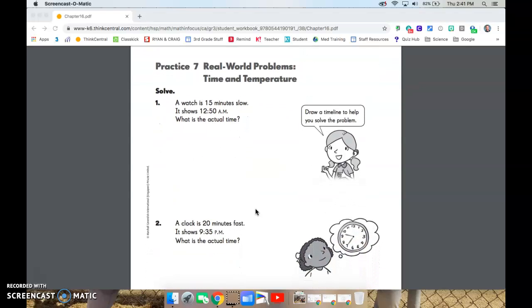Real-world problems, time and temperature. Solve. Number 1. A watch is 15 minutes slow. It shows 12:50 a.m. What is the actual time? So the time on the watch is going to show a time that's behind the real time. So for us, if it's 12:50 on the watch, we're going to have to go 15 minutes forward from 12:50. So 10 minutes makes it 1 o'clock, and the other 5 is 1:05 a.m. Okay, on the timeline, you can go 12:50 and then 1 and then 1:05, if it helps to draw it right through there.